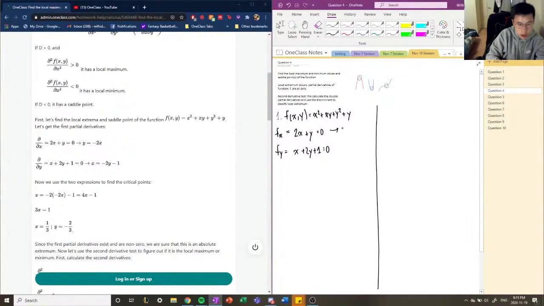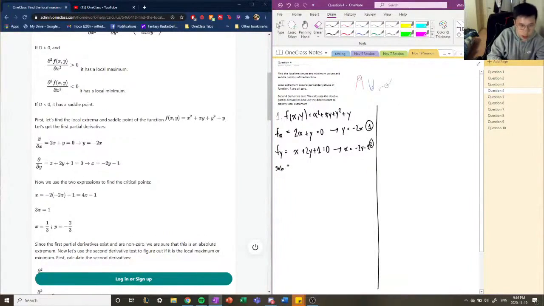And so this equals 0 when y equals negative 2x. And this equals 0 when x equals negative 2y minus 1. Okay, so we're going to sub these into each other. So we're going to sub this x into here to solve for the points where both partial derivatives are 0. Okay, I'm just going to label these 2 and 1.